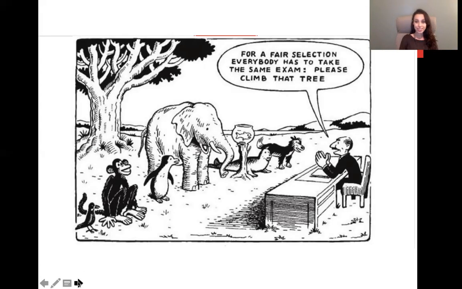I loved this image and I thought y'all might enjoy it too. Hopefully we never become this teacher right here. "For a fair selection, everybody has to take the same exam. Please climb that tree." So who's looking happy in this row and who's looking stressed like some students right before they take an exam?